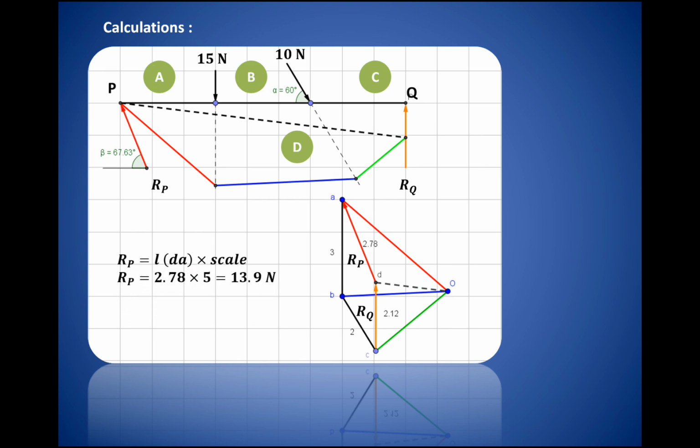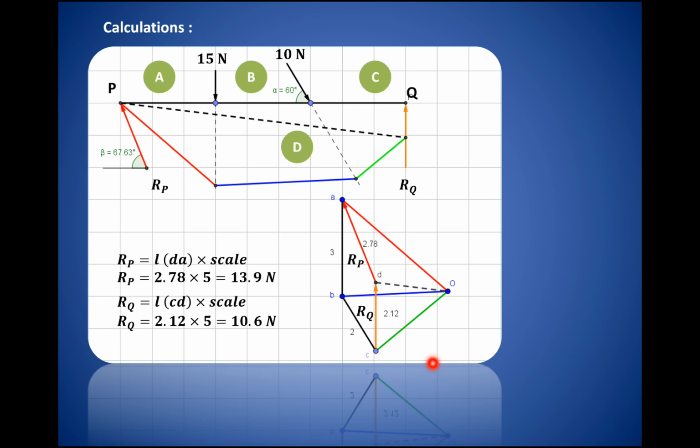The reaction at P, RP, is inclined. If you draw a line parallel to it, its direction makes an angle of 67.63 degrees with the horizontal, and for its magnitude you have to measure this length. The magnitude is 2.78 multiplied by the vector diagram scale, that is 5. So RP is nearly 13.9 or nearly 14 Newton.